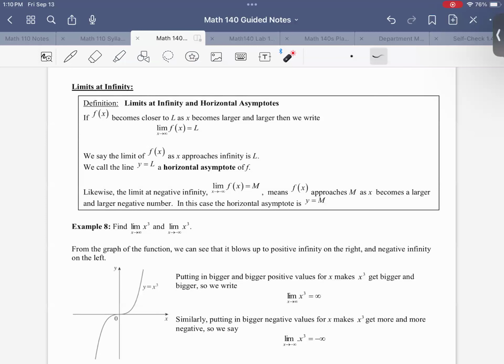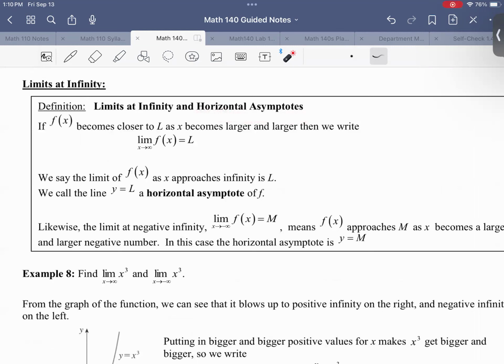Okay, welcome back. So to finish this section, our last topic is going to be limits at infinity. So here's a definition box of limits at infinity. With limits at infinity, we also get horizontal asymptotes, a phrase you should be a little familiar with. If f of x becomes closer to the limit as x becomes larger and larger, then we write the limit as x approaches infinity of f of x equals some specific limit.